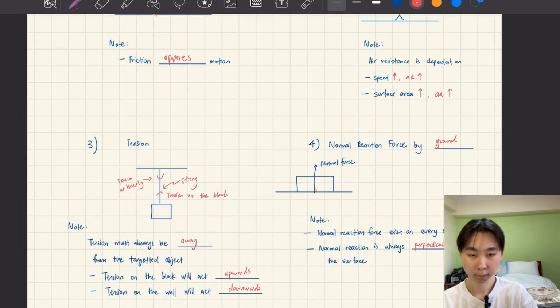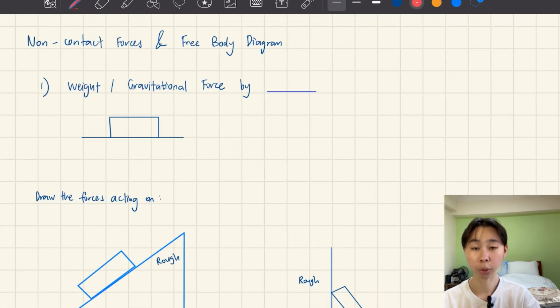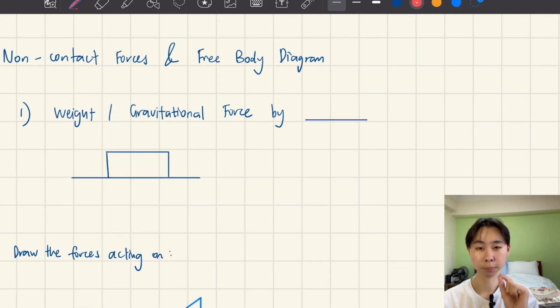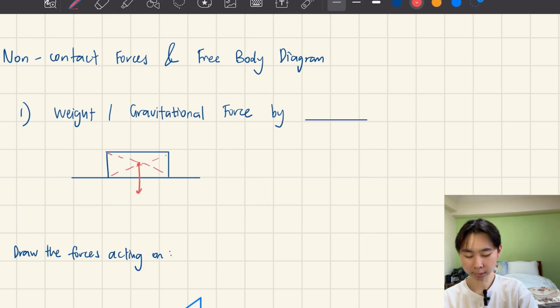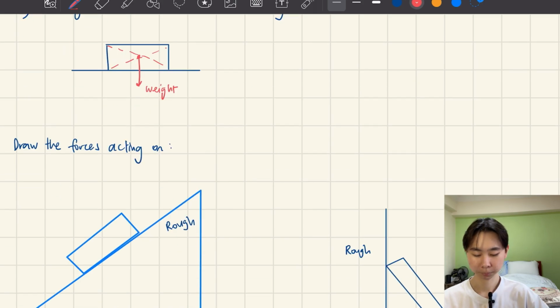Next part will be on non-contact forces. The main non-contact force that you need to know is simply weight. Weight must always come from the center of the object. So in order for me to find the center, it'll be somewhere here, I'll draw diagonal lines, and I can either write it as weight or I can write it as gravitational force. Both are the same, and your weight is always exerted by Earth. So Earth is the one that's exerting weight on us, not the ground, not ourselves.